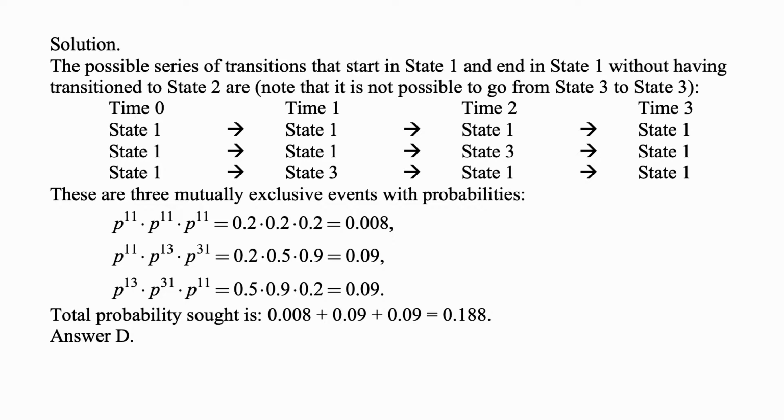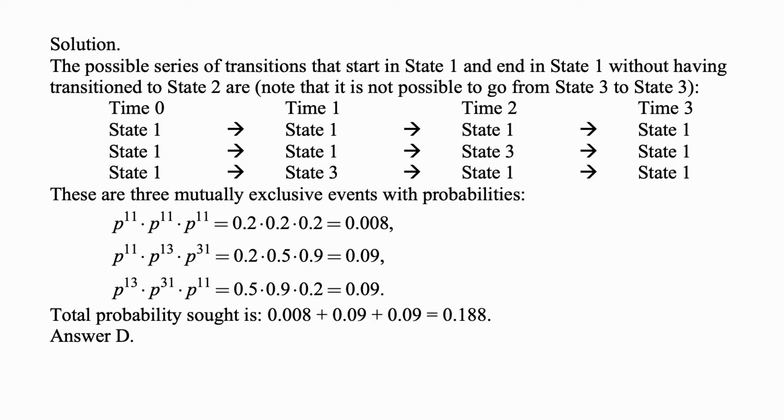So if we start in state 1, go to state 1, and then state 1 and state 1, obviously we end up in state 1 and we didn't go through state 2. If we go from state 1 to state 1, then to state 3, and then to state 1, we have exactly also what we want. We end up in state 1 and didn't go through state 2. Note that we can't have state 1 going to state 3 and then to state 3 again, because going from state 3 to state 3 is impossible. So we could also go from state 1 to state 3, but then back to state 1 and to state 1.